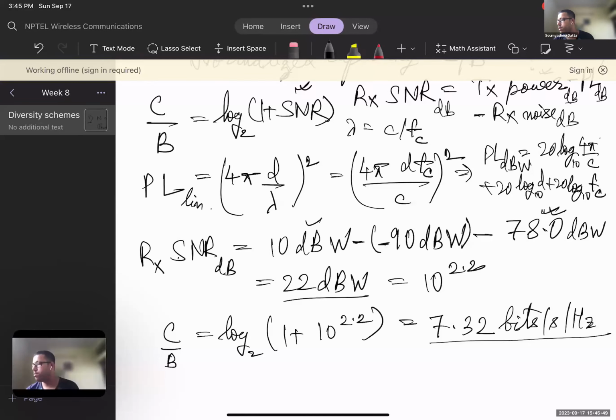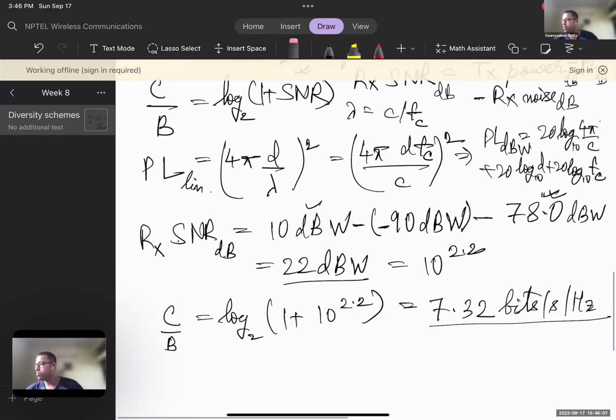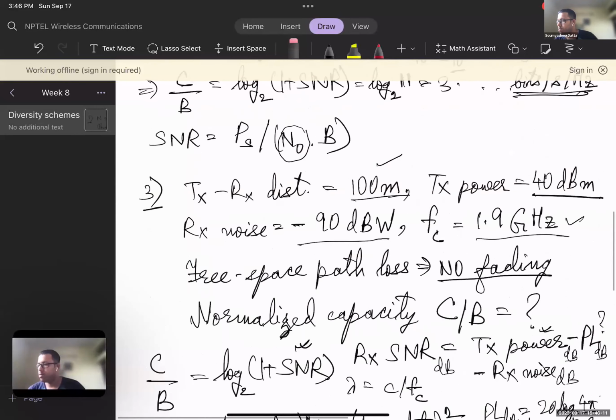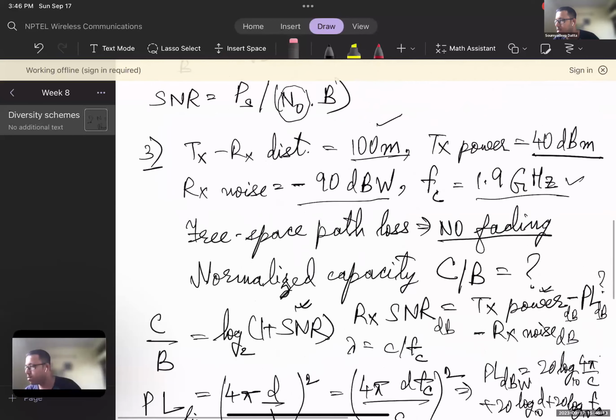So yeah, just be careful of the sign when you are calculating path loss. First you will subtract path loss, and then you will subtract receiver noise, and receiver noise will most likely be negative. So you have to be careful about that. Okay, so this is the capacity calculation.